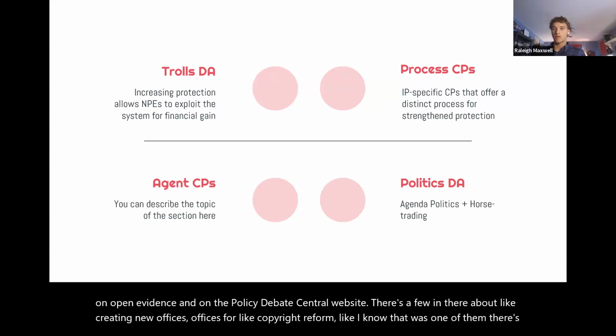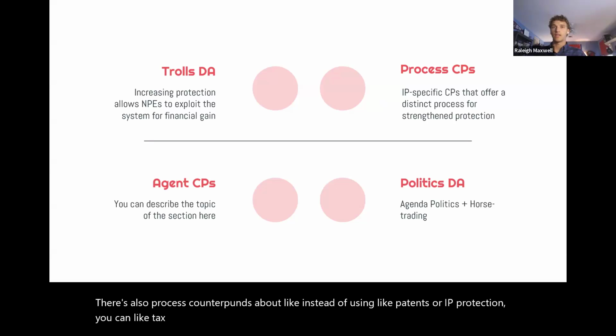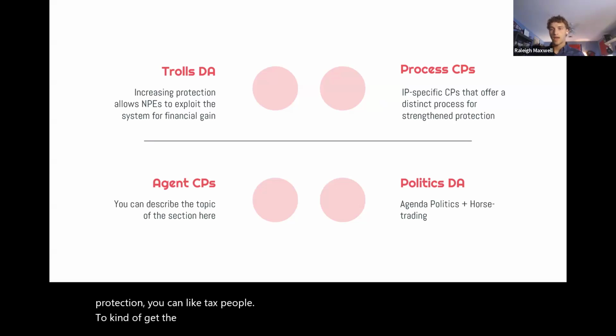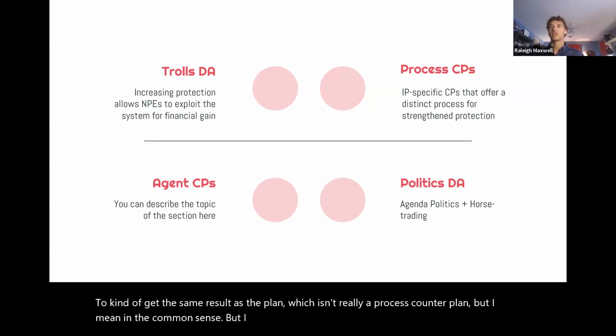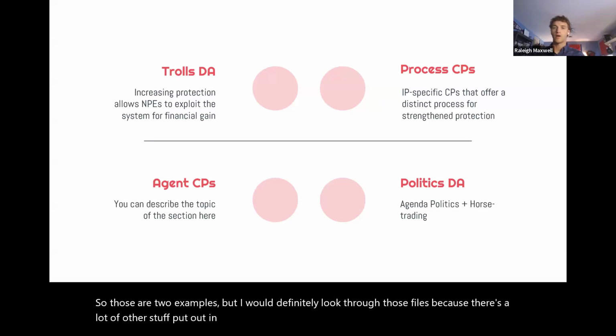There's also counterplans about how, instead of using patents or IP protection, you can tax people to get the same result as the plan, which isn't really a process counterplan, but I think it's a distinct way of protecting intellectual property. So those are two examples, but I would definitely look through those files because there's a lot of other stuff in there that I don't know about.